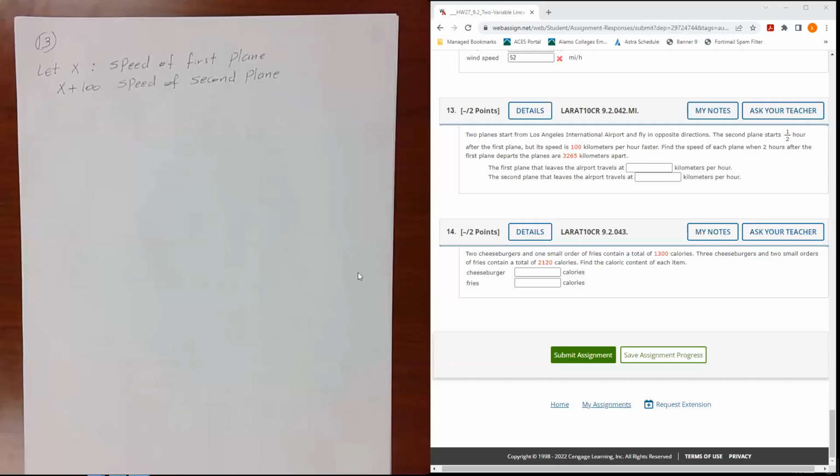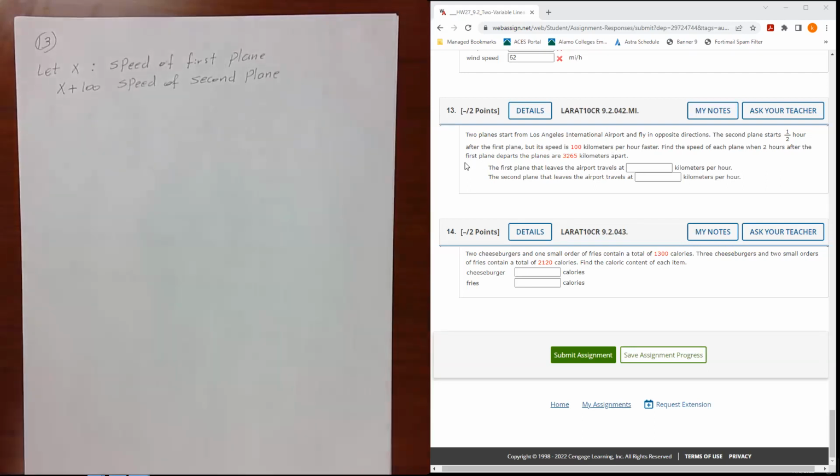For example 13, two planes start from Los Angeles International Airport and fly in opposite directions. The second plane starts half an hour after the first plane, but its speed is 100 kilometers per hour faster. So let x be the speed of the first plane. The second plane is going to be x plus 100, because it's 100 kilometers faster than the first plane.